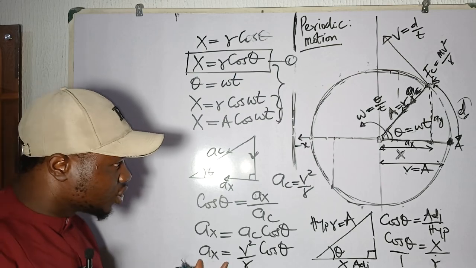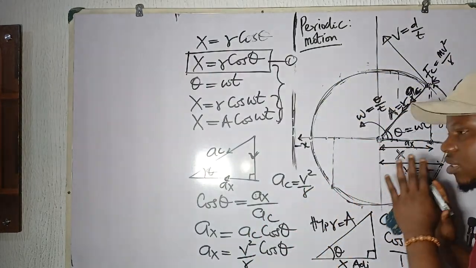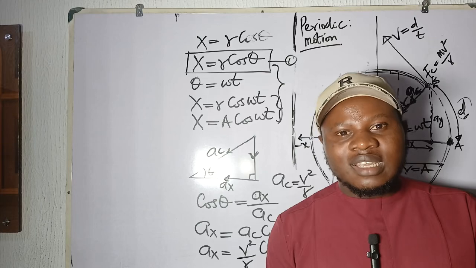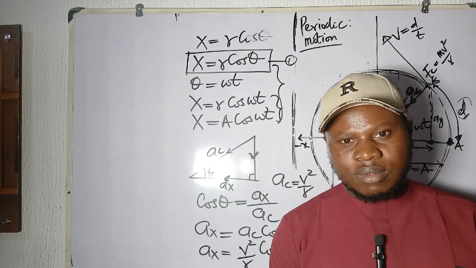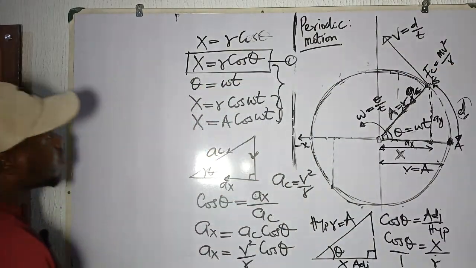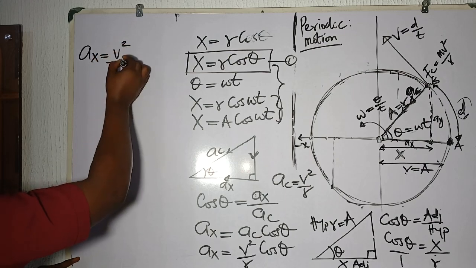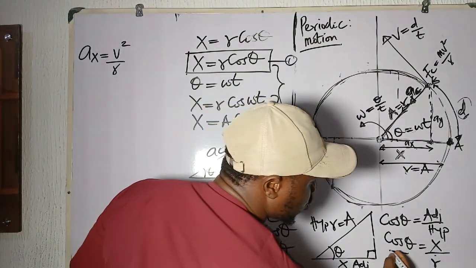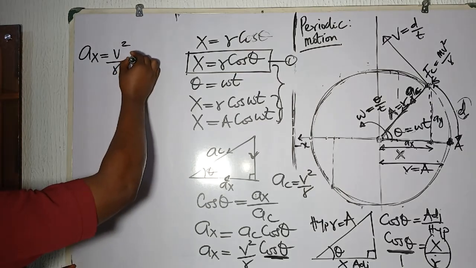Now, if you look at this formula, I want to relate acceleration with displacement, because there is something that happens between acceleration and displacement. The acceleration of this body undergoing periodic motion is directly proportional to its displacement, okay? So because of that relationship between them, I am going to relate both of them, okay? So AX, that is the acceleration, is equal to V square over R. So this cos theta, remember, in terms of displacement, cos theta is given as X over R, okay?